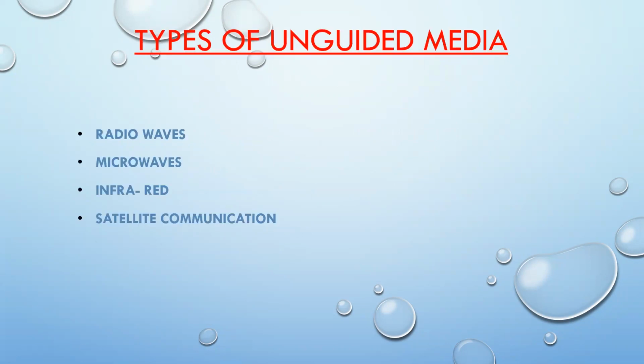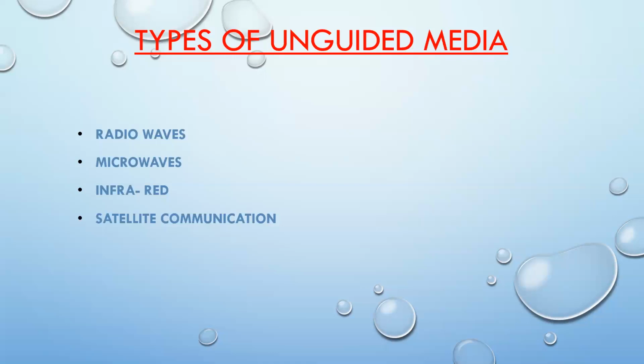Type of unguided media. Unguided media means data travel through open space. We have no requirement of cables to fix the path, unlike guided media like coaxial cable, optical fibers and copper wires, where we have set the path through which data travel from source to destination. But for unguided media, the data travel in open space. No need to specify the path.